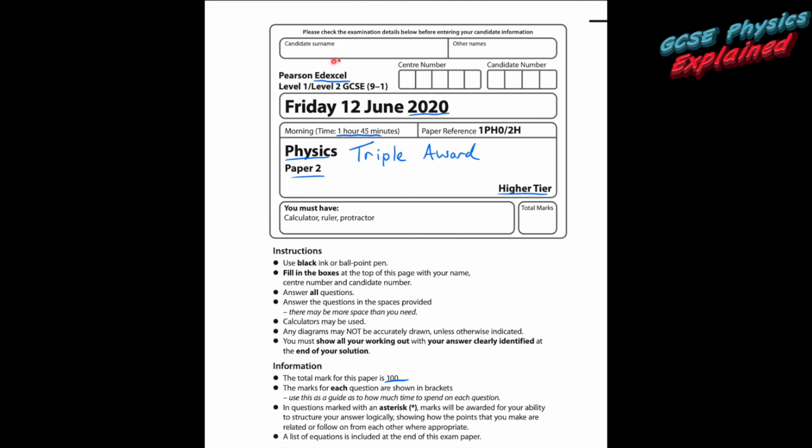Right, this is an Edexcel paper 2020. It's the Physics Paper 2 triple higher tier. You get 1 hour and 45 minutes in your proper exam and it's worth 100 marks. This is a walkthrough. I'll show you how to answer these questions in case they come up again.